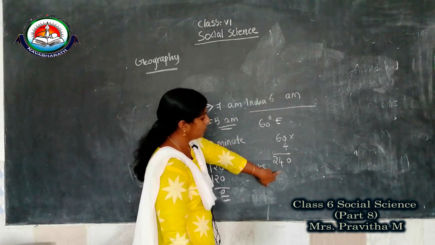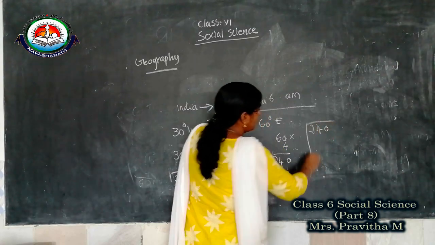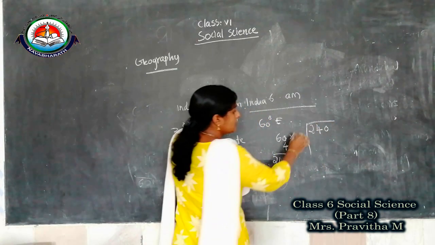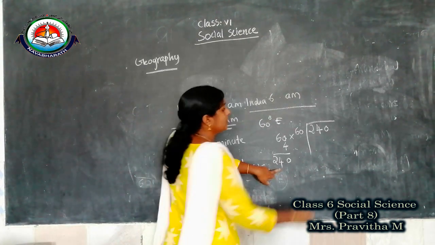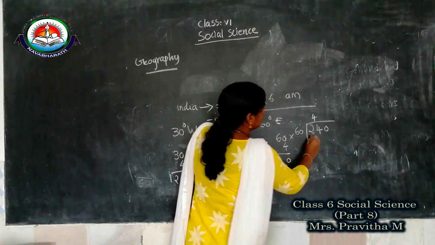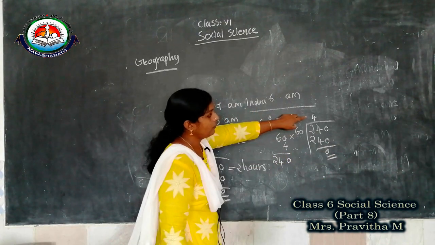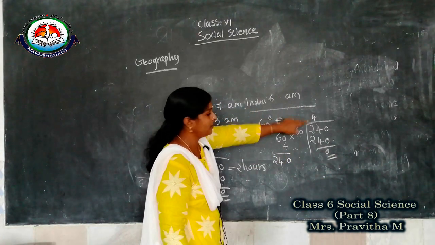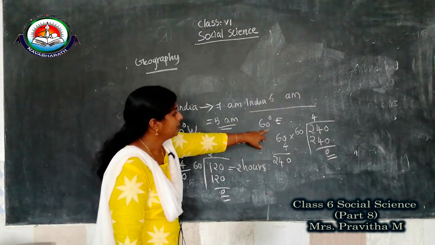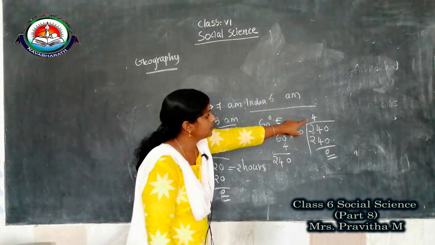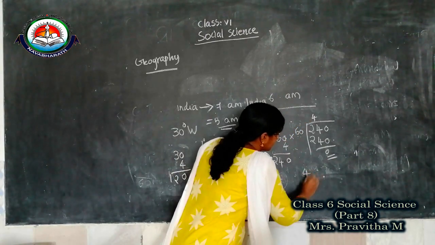Then what will we do? After that we will divide this 240 by 60, since 1 hour means 60 minutes. Clear, children? So 4 times 60 equals 240. Now we understood the hour difference between India and this east longitude. 4 hours will be there. Okay, so we got 4 hours.